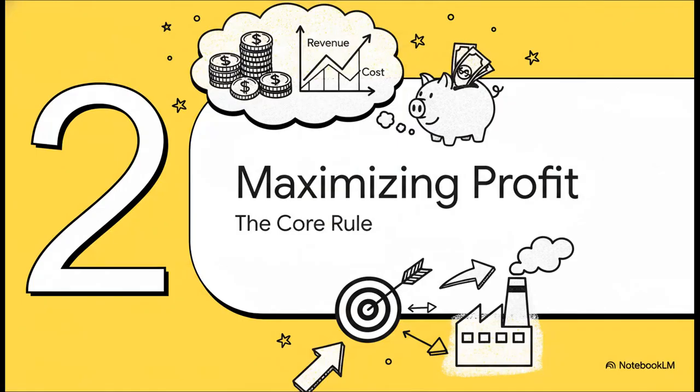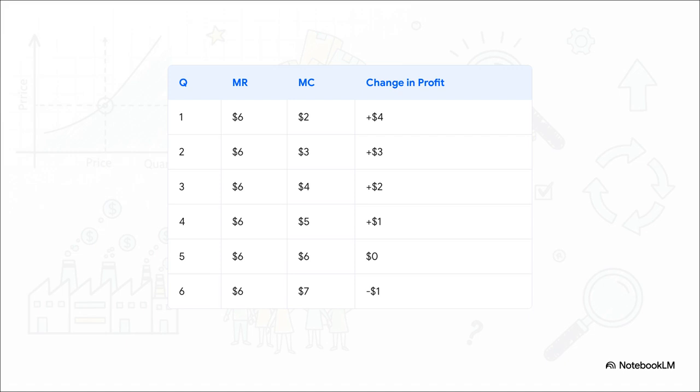All right, now for the million-dollar question. Literally, how does a firm figure out exactly how much to produce to make the most possible profit? Let's put ourselves in the farmer's shoes here. This table is our decision-making dashboard. The magic happens when you compare two columns, marginal revenue, which we know is always $6, and marginal cost, the cost of producing 1 more gallon.